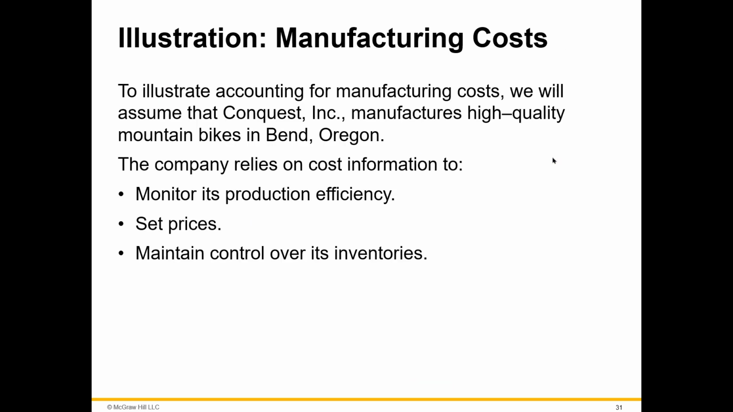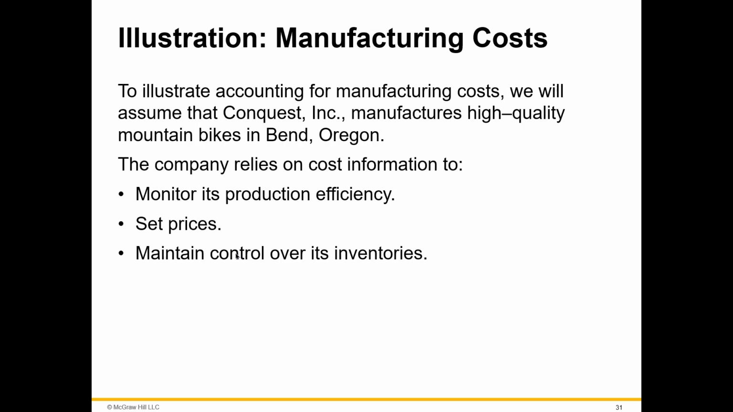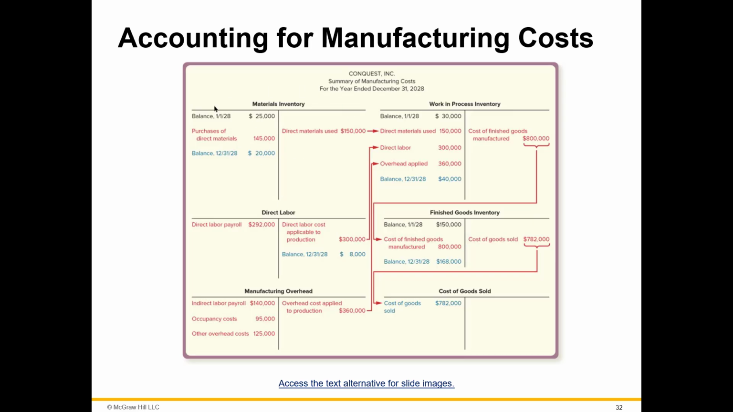So let's go ahead and illustrate this accounting for manufacturing costs. Let's see, Conquest manufactures high quality mountain bikes, and the company relies on cost information to monitor its production efficiency, right? How fast are they making them? To help them set prices to make sure they're profitable and to maintain control over its inventory. So that's what it does. So here are the cost flows, and this follows from a couple slides earlier, right? And so we're going to have raw materials. Here's all of our raw materials here. Some of them we use.